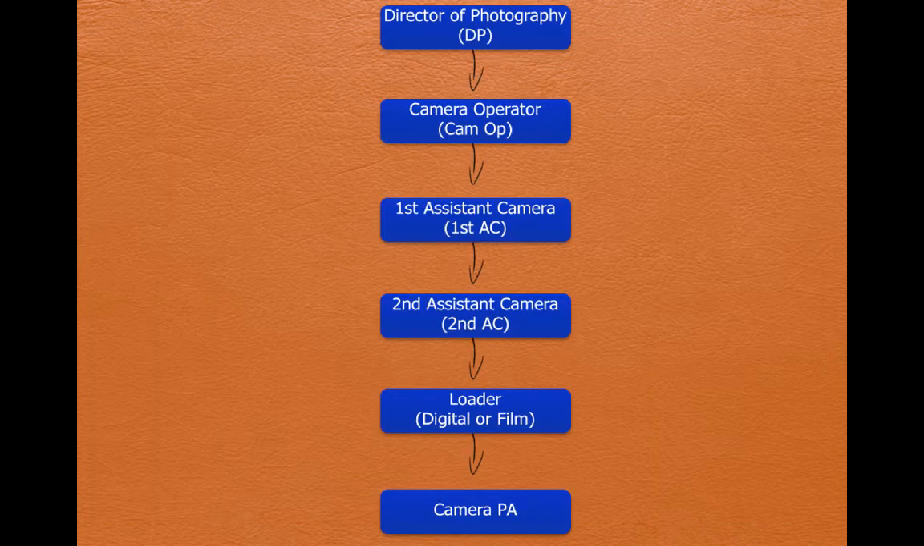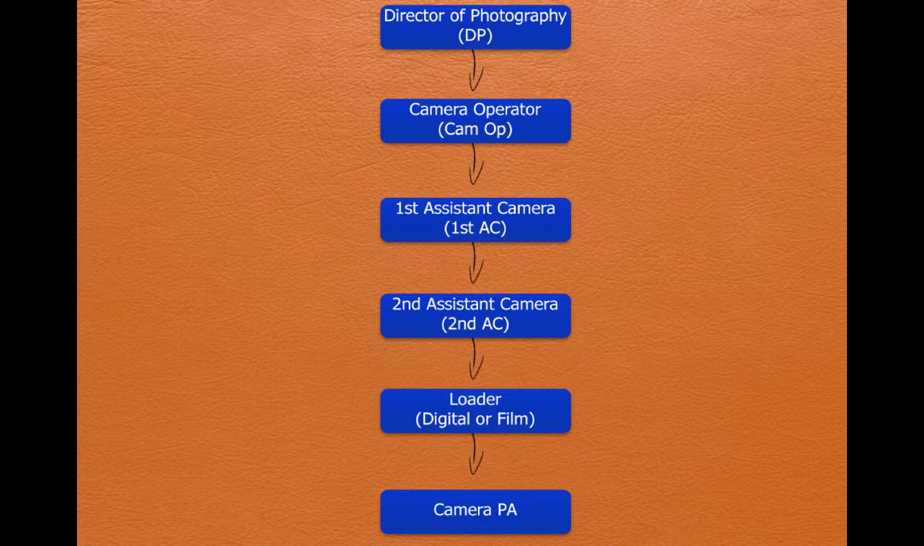The director of photography on a film crew has a department. The director of photography is the head of that department and hires everybody who works under them. So the first person in the hierarchy is the camera operator. The camera operator basically handles the body of the camera, and that means they frame the shots. They're looking through the eyepiece.